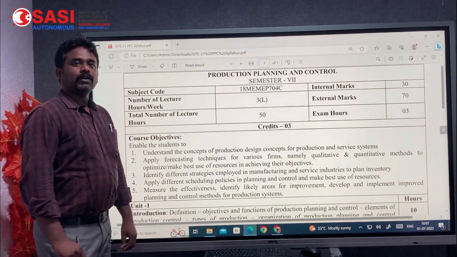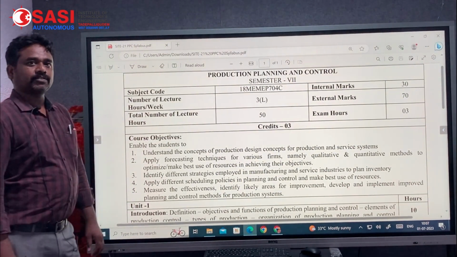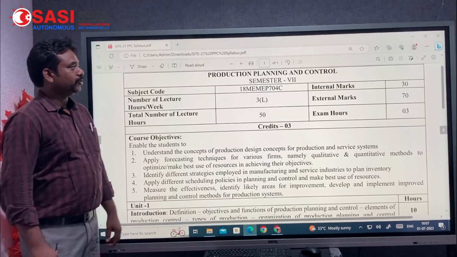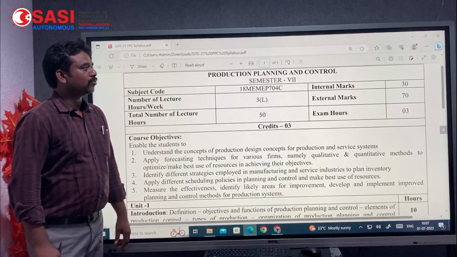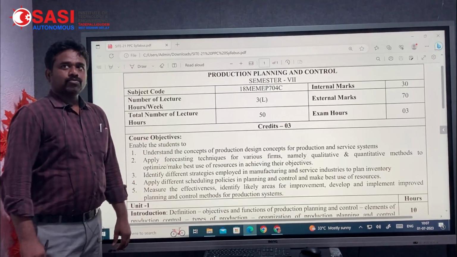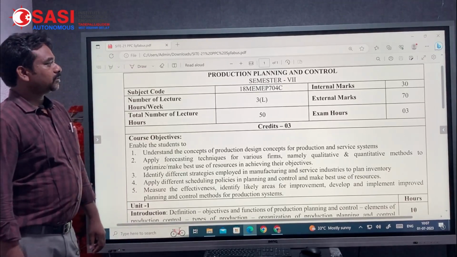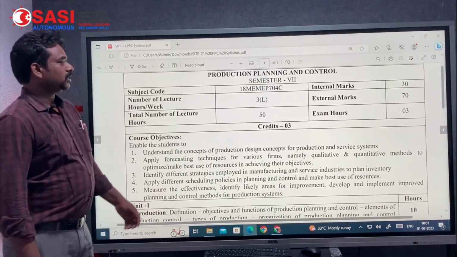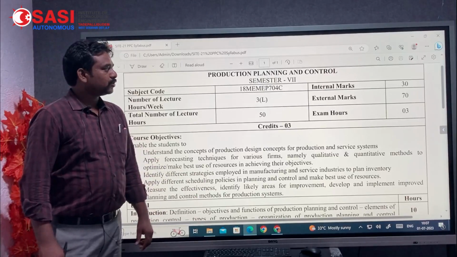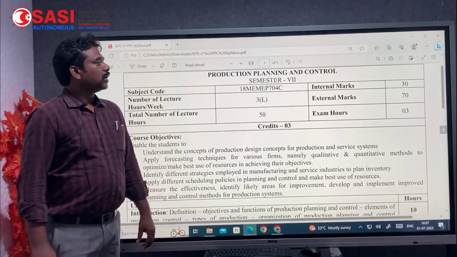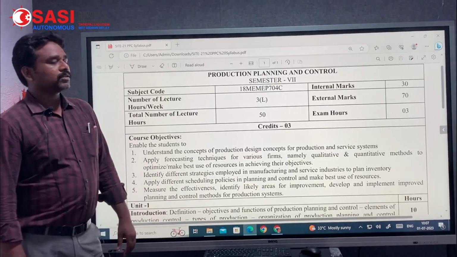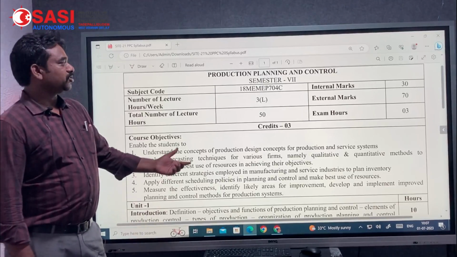Good morning. Welcome to the introductory section of our new course, that is production planning and control. This course is offered for the final year first semester as an elective course. It deals with the planning and control techniques that are generally used for a production system.